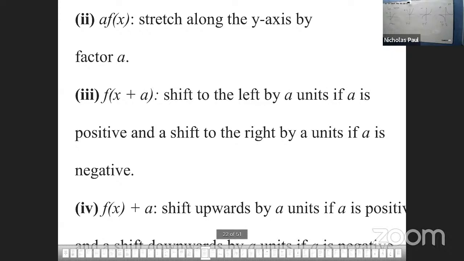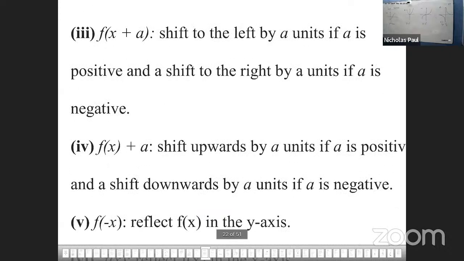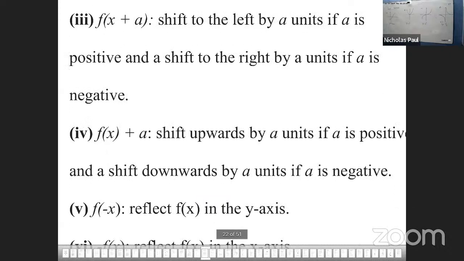Okay, so when you multiply x by a, it's a stretch along the x. When you multiply the whole function by a, it's a stretch along the y. When you add a to x, you shift it where? To the left a, right? That's okay? You shift it to the left a. And if it's negative, you shift it to the right.